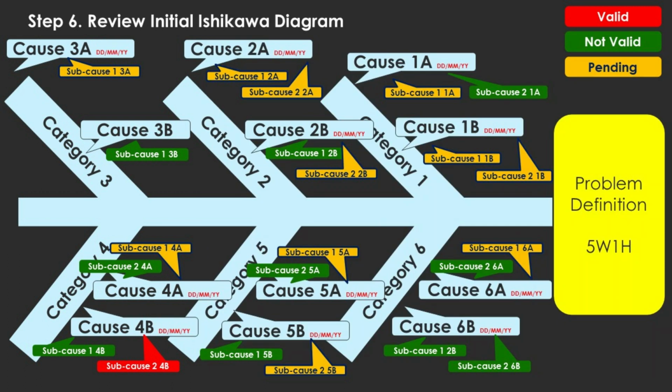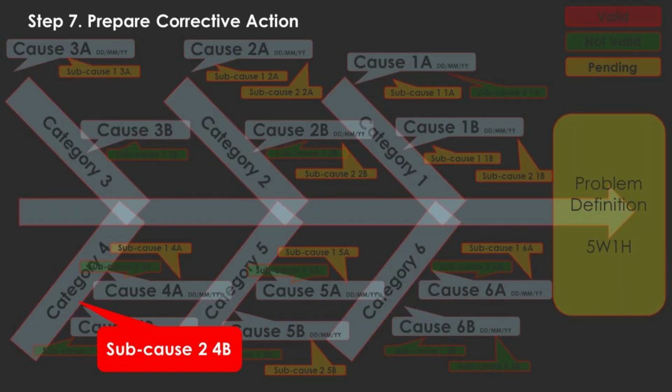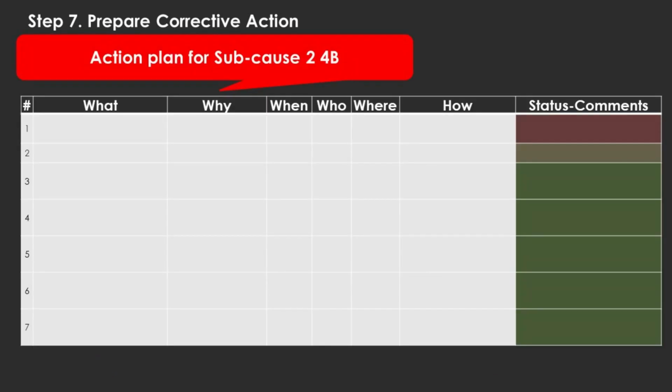Step 6. Review Ishikawa diagram. Once the validation process is complete, update the initial diagram with valid or not valid and the date of validation. Step 7. Prepare corrective action. Valid potential causes must be well described and with a proper action plan in place to fix the issue.